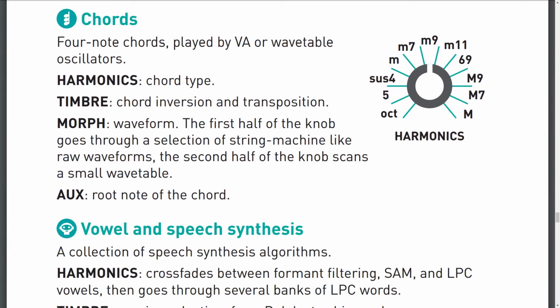Chords: 4-note chords played by VA or wavetable oscillators. Harmonics: chord type. Timbre: chord inversion and transposition. Morph: waveform. The first half of the knob goes through a selection of string machine-like raw waveforms. The second half of the knob scans a small wavetable. Aux: root note of the chord.